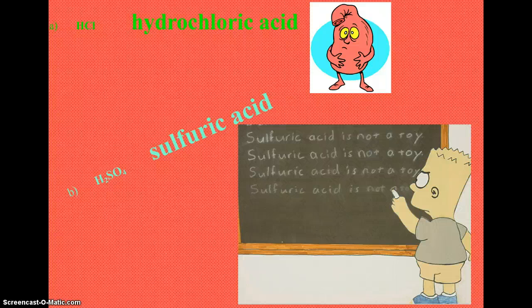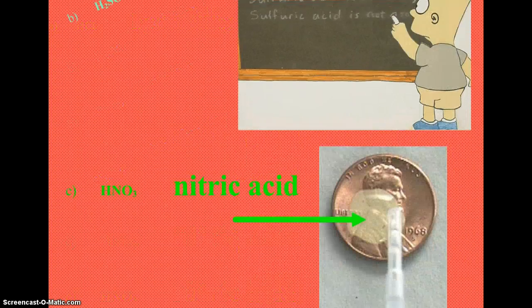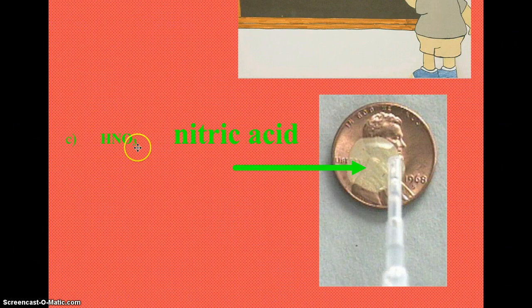HCl, hopefully you remember, hydrochloric acid, that's the lovely acid that's in our stomach. Sulfuric acid we've used several times this year, H2SO4, as Bart tells us, not a toy. And remember, SO4 is sulfate, so H2SO4 is sulfuric acid. NO3 is nitrate, so this HNO3 is nitric acid. If you remember, back in the day, we put nitric acid on a penny in one of our labs and it cleaned it up because it was reacting with the copper surface.